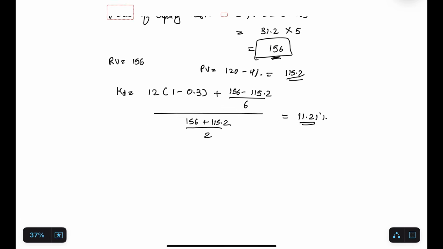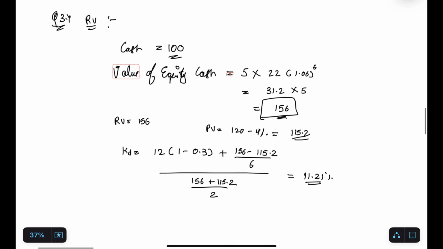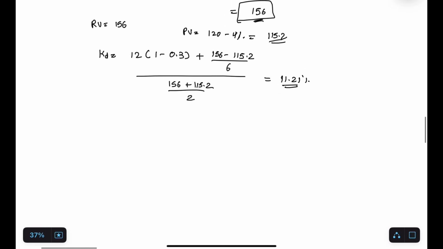There are three types of debt: redeemable, irredeemable, and convertible debt. I hope you're clear with all three of them. Redeemable debt and convertible debt as such do not have much difference. The only major difference is that when the debt is convertible, you have an option to convert it into equity shares. So you have to always calculate the value of equity shares and then calculate RV. Take the higher of cash and equity share, calculate RV, and then put it in the formula. And in a very similar manner to redeemable debt, find your cost of debt, and the cost of debt is completed.